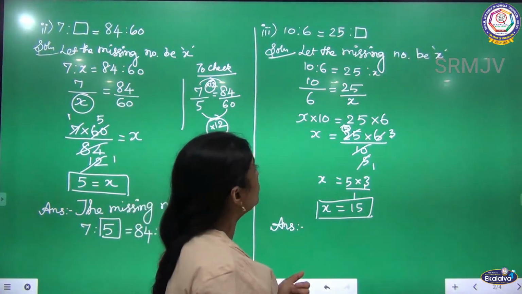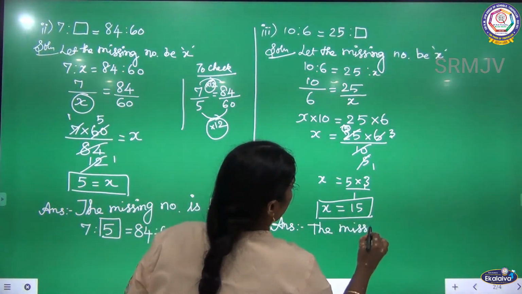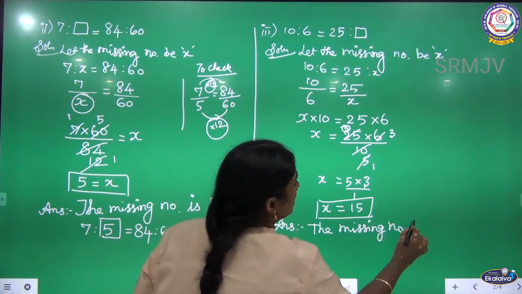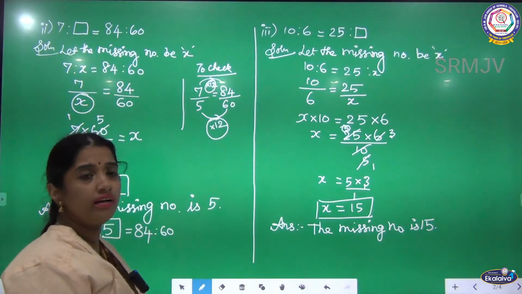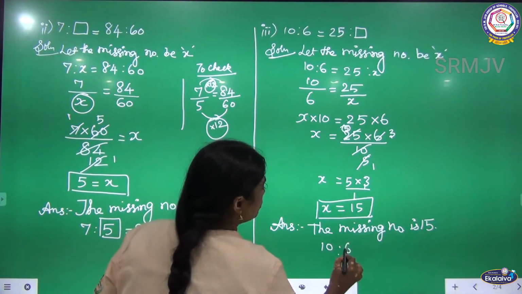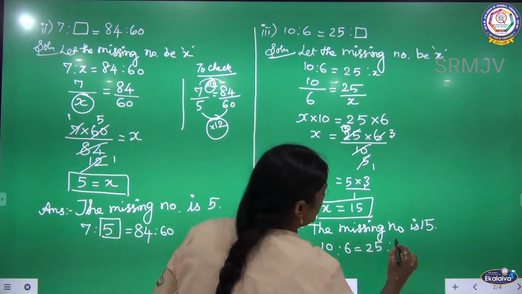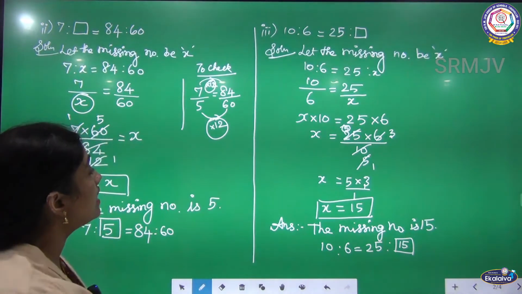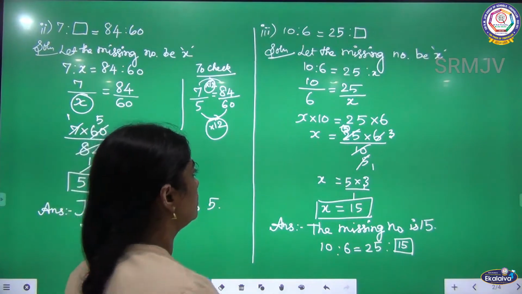What is the answer I am going to write? Listen, the missing number is 15. The missing number is what? 15. Now I can write the answer to be what? 10 is to 6 is equal to 25 is to, what is it? 15. Okay. Can you understand this, children? Shall I move on to the next one?